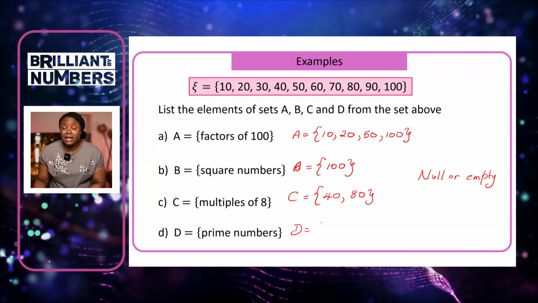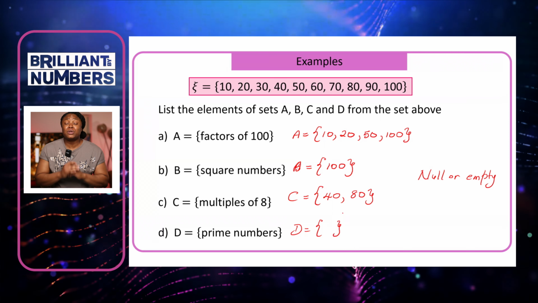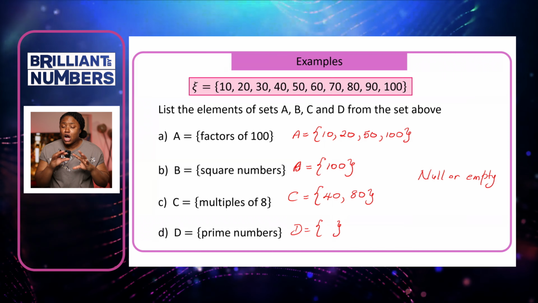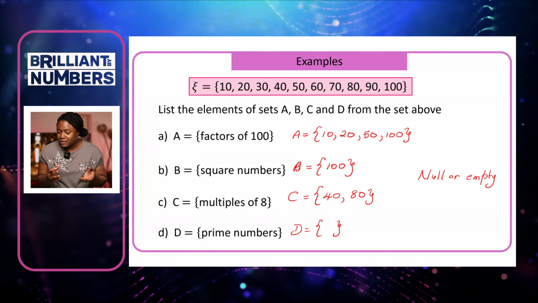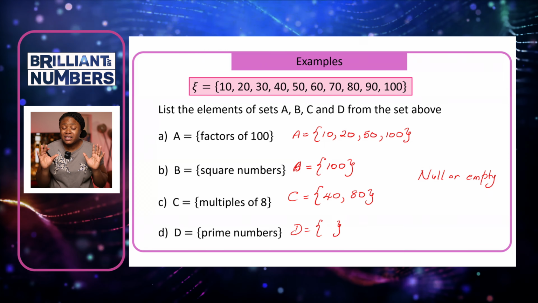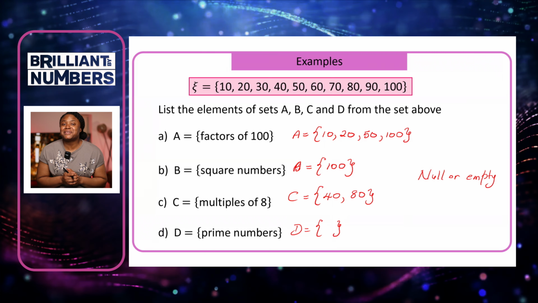So to represent that, all we need to do is to put our curly brackets, and there will be nothing inside those curly brackets. So when there are no elements in a set, we just write our curly brackets and leave them empty to show that no elements are found in this set.